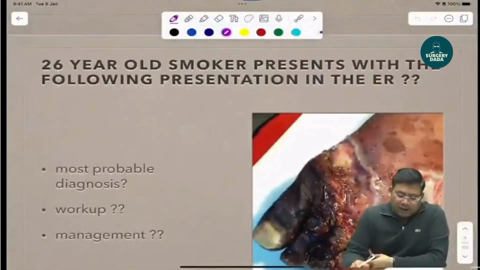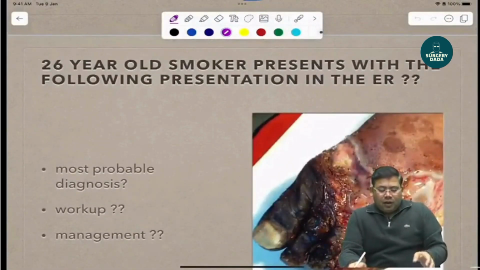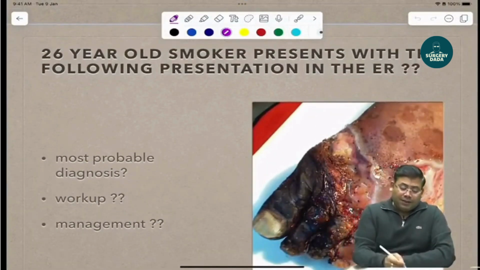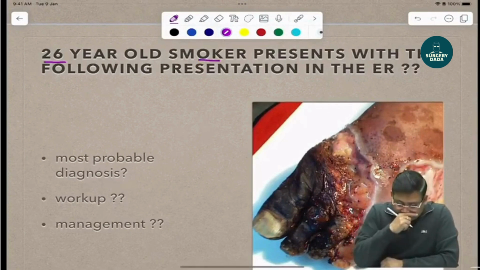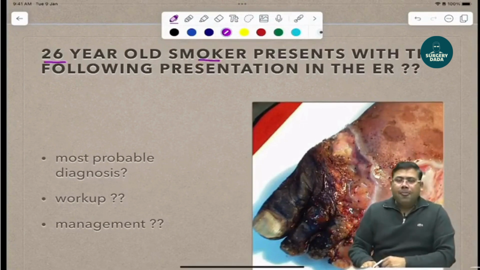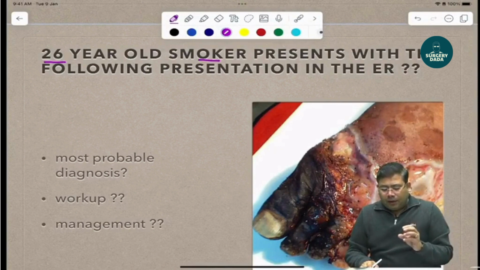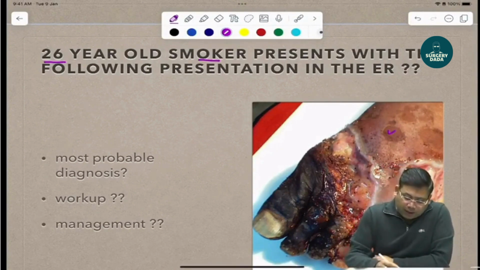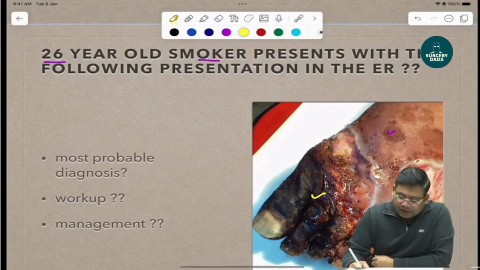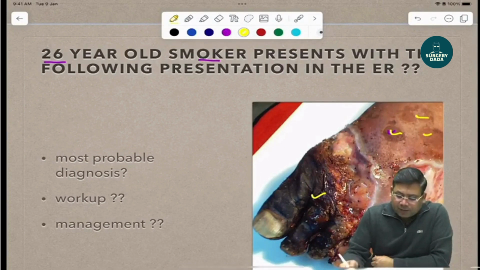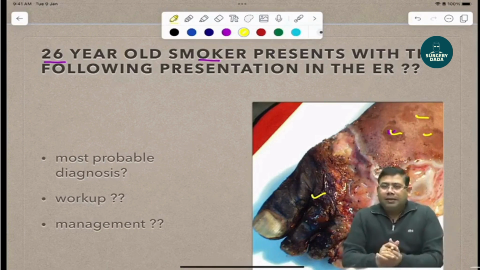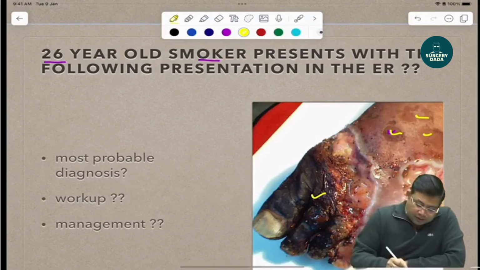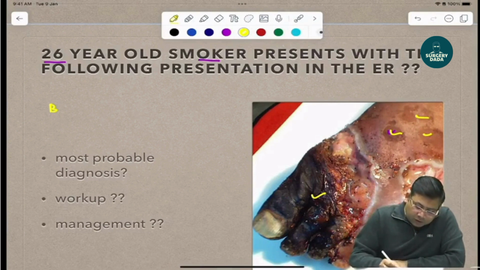So next, let us see a patient, a 26-year-old smoker presenting with the following things. So you can see there is a gangrenous appearance of the foot, and if you see, this gangrene is also patchy. So it is infected here, it is infected here, it is infected here, maybe I don't know where else. So what is this? The most probable diagnosis. This is a classical case of Buerger disease.